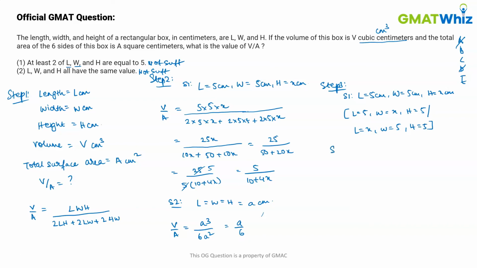Now the statement 2 tells us that length is equal to the width, which is equal to height. If we combine both the statements together, then we get that L is equal to 5, W is equal to 5 and H is also equal to 5. So V by A will be equal to 5 by 6. So it is possible to answer the question when we combine both the statements together. Hence the correct answer is option C.